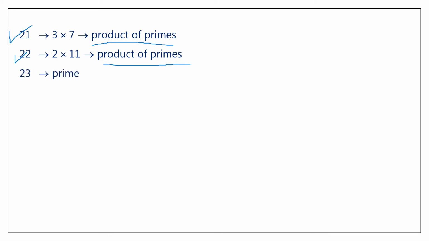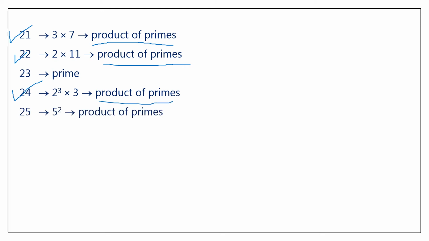23 is a prime number. 24 is a composite number which you can write as 2 cube into 3, that is 8 into 3 is 24 only. That means here we wrote 24 as a product of primes, 2 and 3 are primes only, that's why you can write it as a product of primes. Similarly 25 is 5 square, that 5 is a prime number, 5 square means 5 into 5, that means 25 you can write as a product of primes.